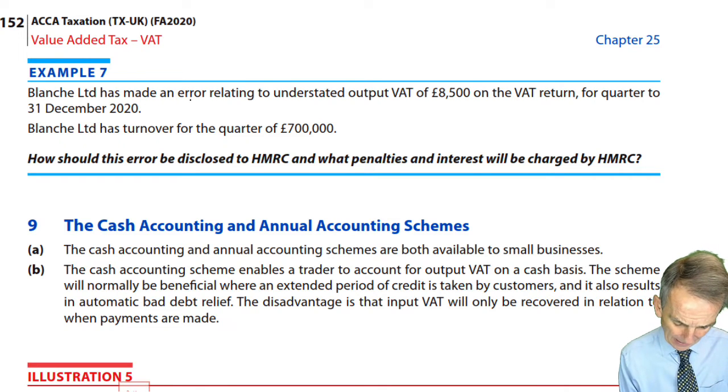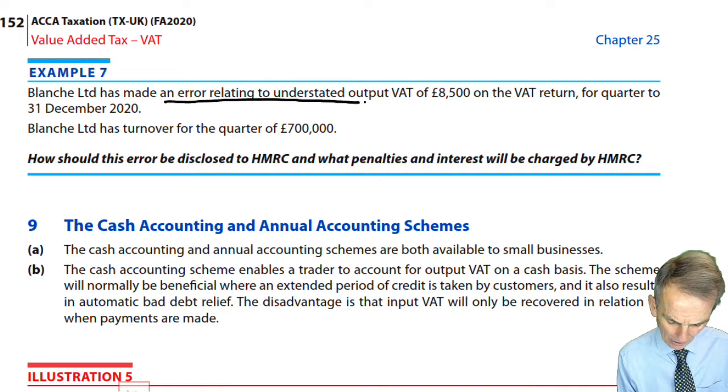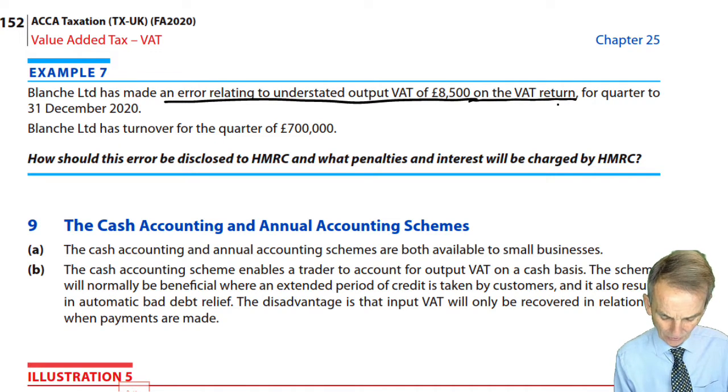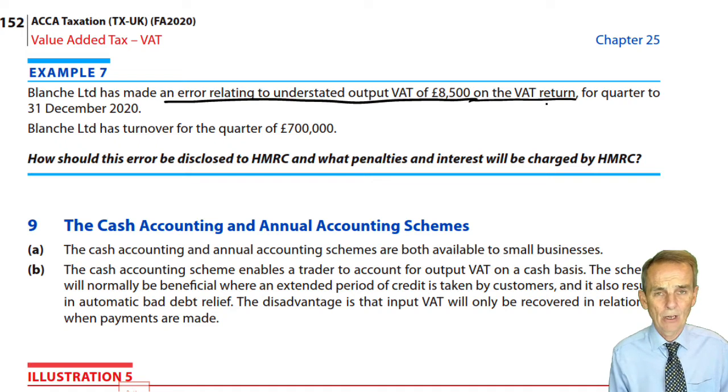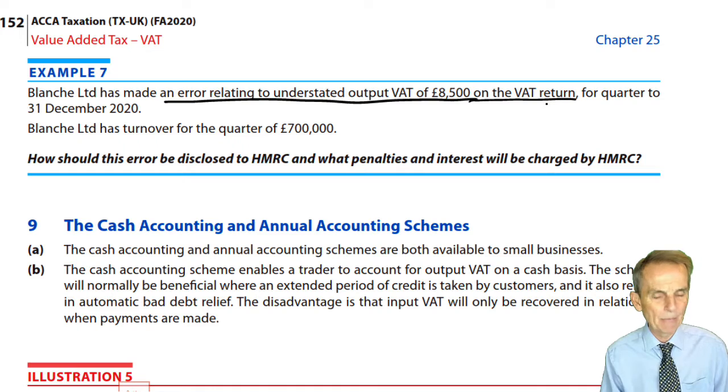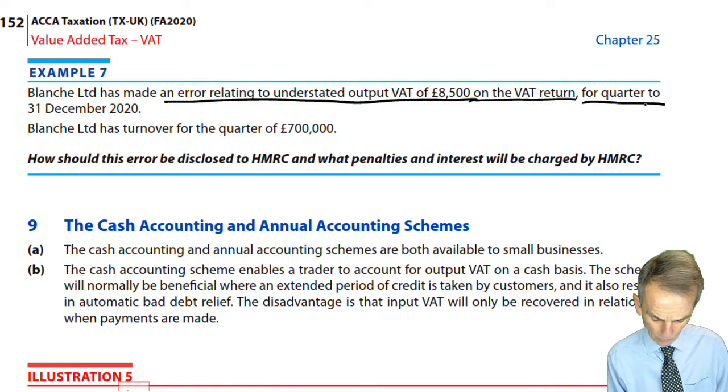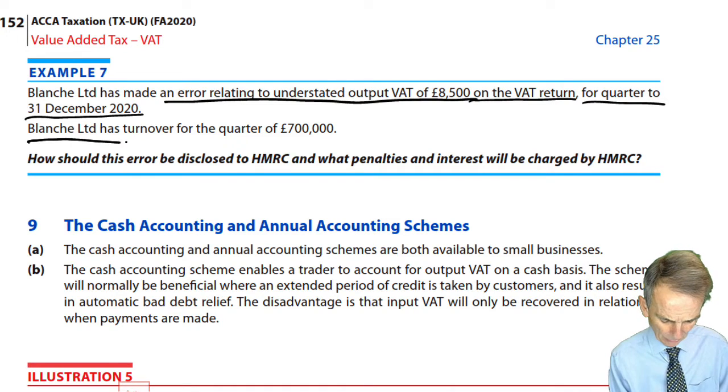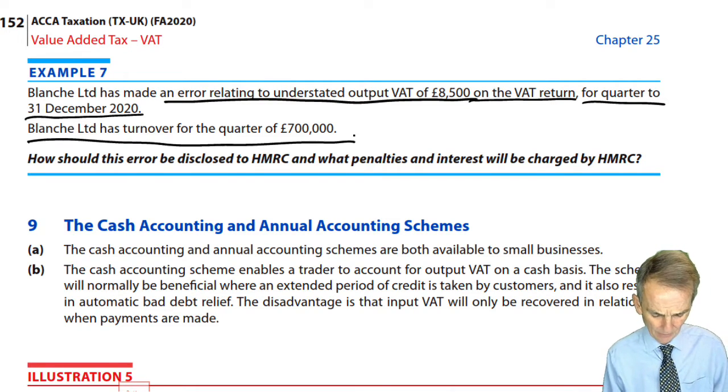Blanche Limited has made an error relating to an understated output VAT of £8,500 on the VAT return. We have an error on a VAT return, and that error has resulted in an underpayment of VAT to HMRC. And that is for the quarter through to the 31st of December 2020. What we're also told, for reasons as we will discuss in a moment's time, is that Blanche Limited has a turnover for the quarter of some £700,000.